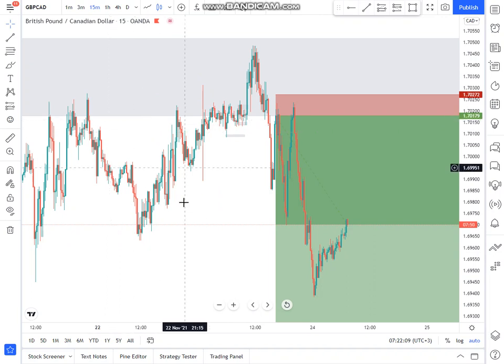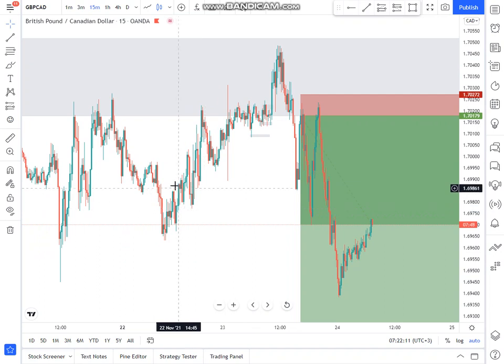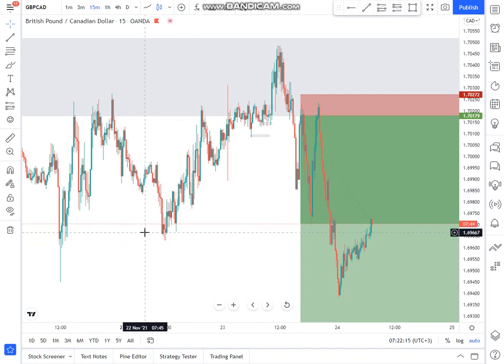Now here, as you can see on the charts on the screen, I have an open sell position on pound CAD on the 15 minute. Okay, and of course I did not take this position out of the blue. There must have been a reason, there must have been a why behind the trade, and that is what I'm going to share with you right here.